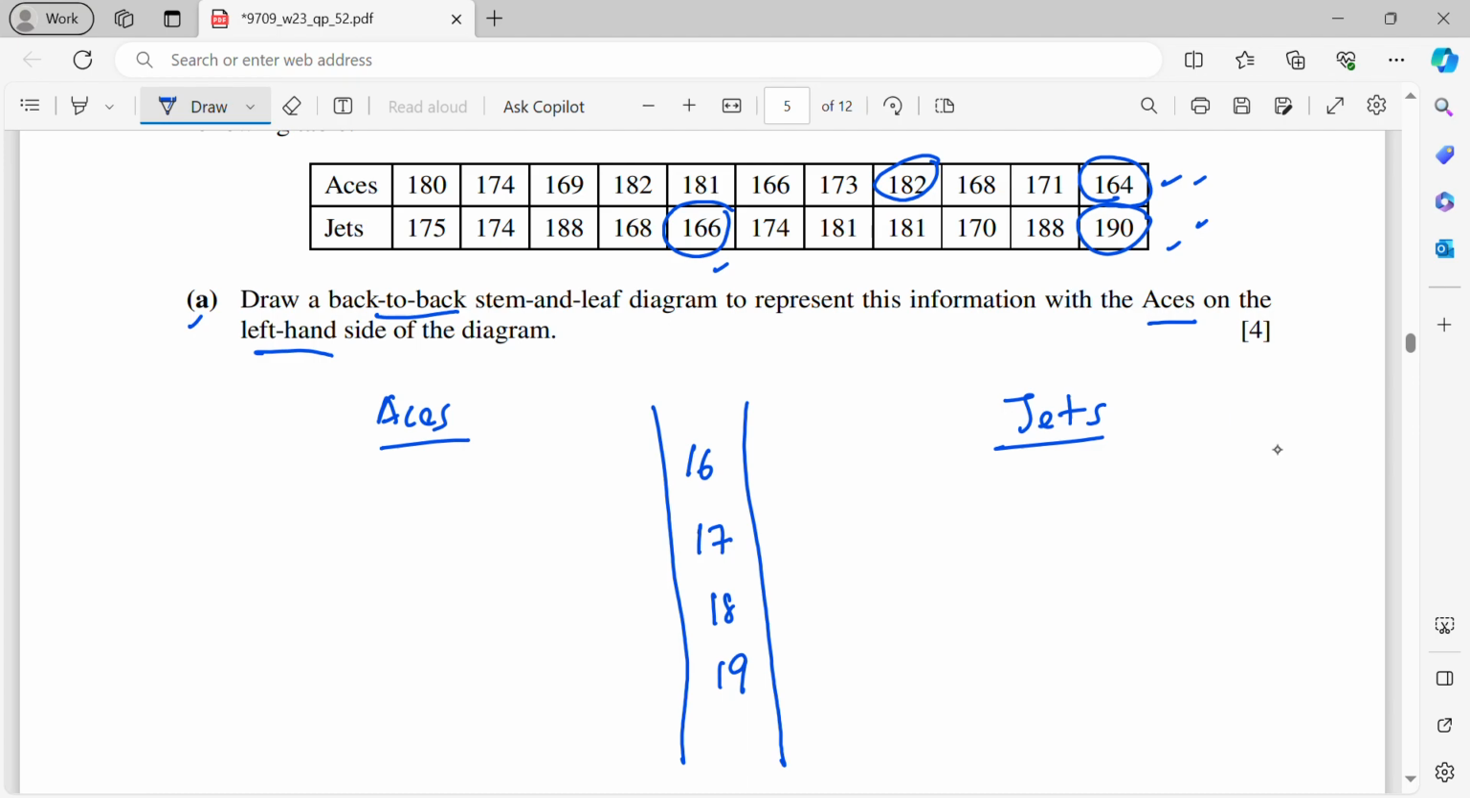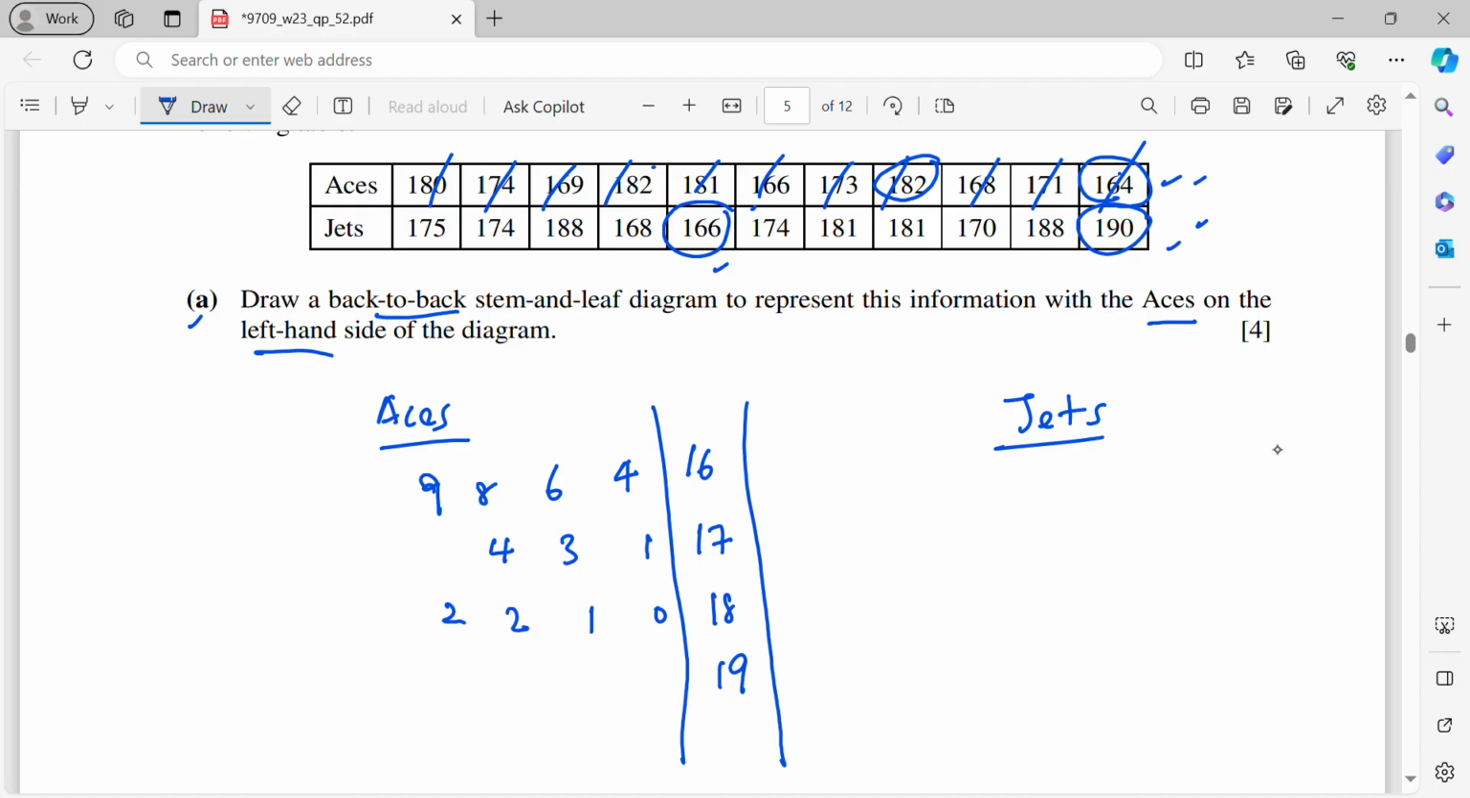So now for the Aces, the smallest is 164, so 4. After that 166, 168, 169, so 6, 8, 9. After that 171, then 173, 174, so 1, 3, 4. After that you will have 180, 181, 182, 182. So 0, 1, 2, 2.